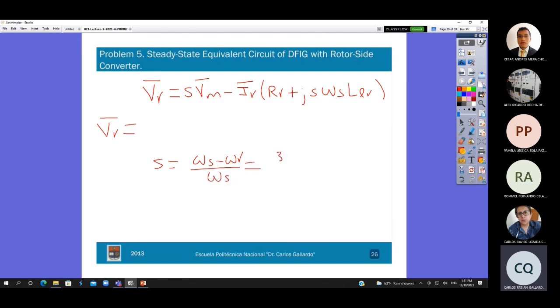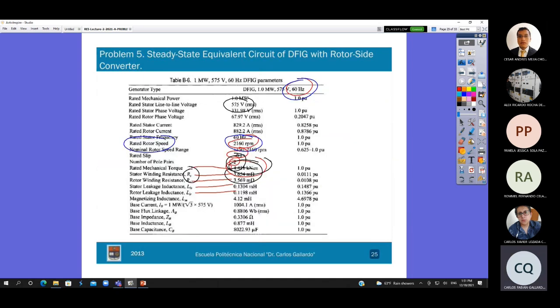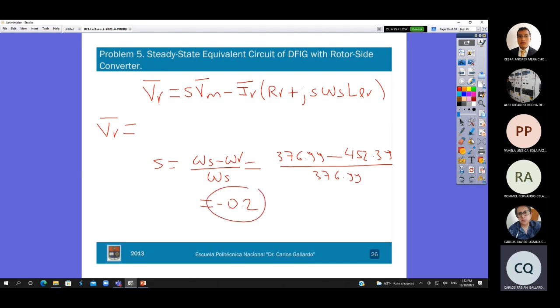So I will have 376.99, the stator speed, minus the rotor speed, 452.39, over 376.99. Therefore, this is equal to negative 0.2. In this case, because of the subsynchronous mode of operation, the slip is the same, only for this situation. I will get the same slip.